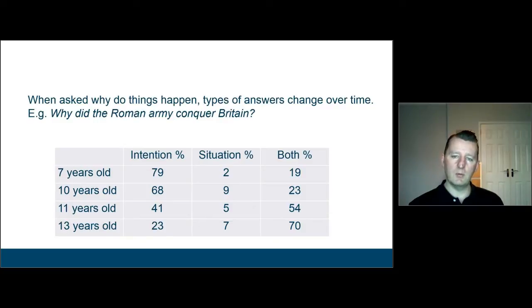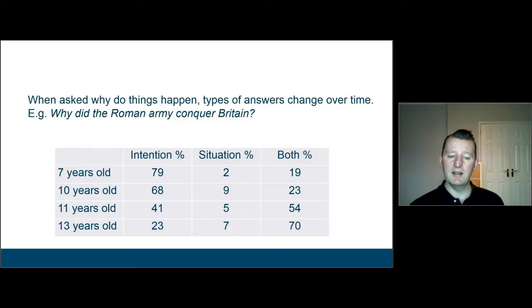So in the last slide we were looking at the accuracy of answers, but if we asked a more general question, why did the Roman army conquer Britain, as the Project Chatter researchers did, and then they categorized the answers by intention. Think about that. That's to do with the fact that the emperor wanted to conquer Britain, or the Romans wanted to get their hands on tin. So that's about intention. Situation are contextual factors, and then a combination of both.